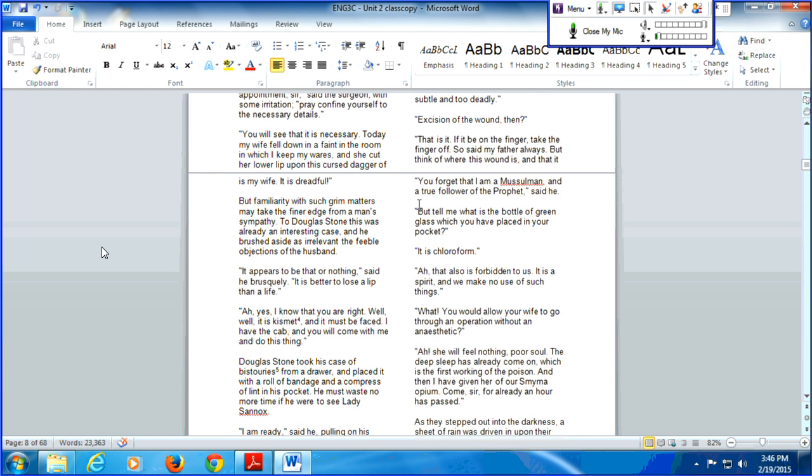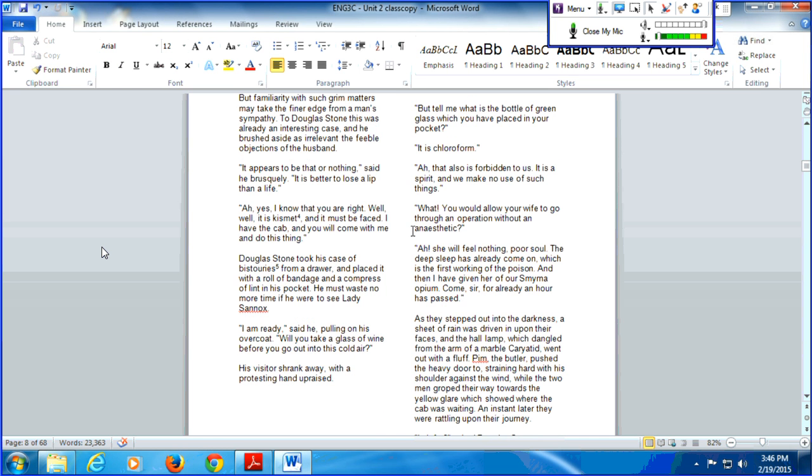"But tell me, is this bottle of green glass we have placed in your pocket?" "It's chloroform. It's also forbidden to us. It is a spirit, and you make no such use of these things." "What? You allow your wife to go through such an operation without an anesthetic?" "She felt nothing, poor soul. Deep sleep has already come on her, which is the first working of the poison. And I have given her all of our Smyrna opium. Come, sir, for already an hour has passed."